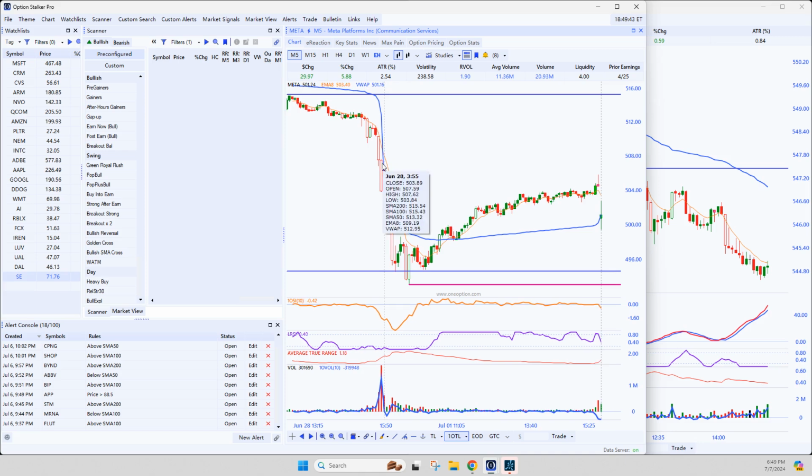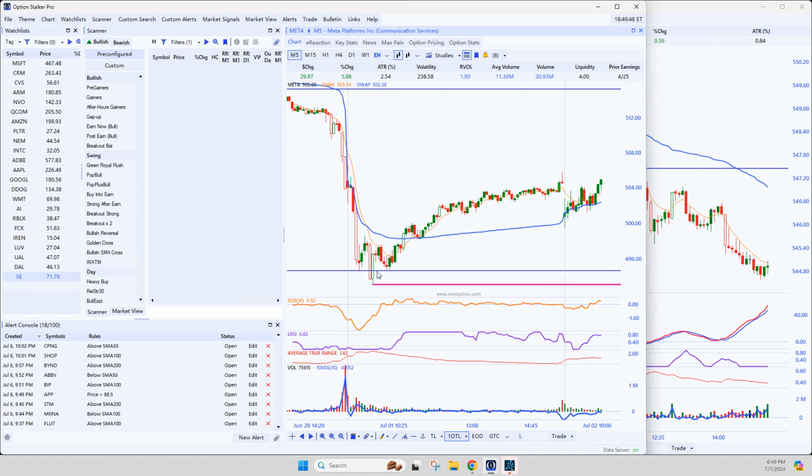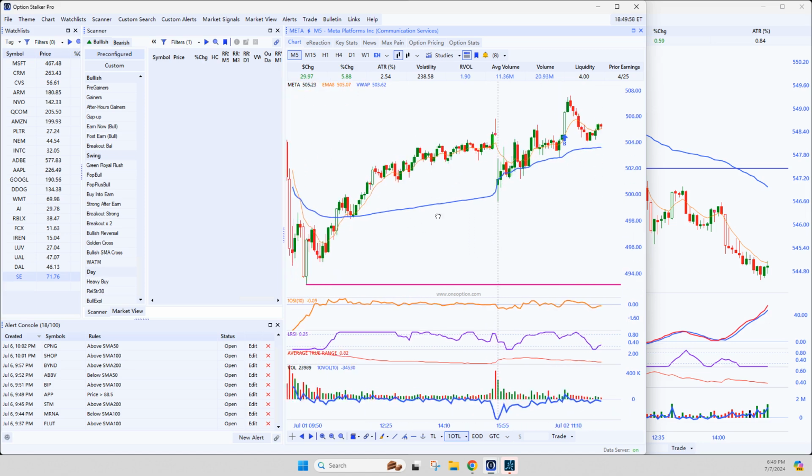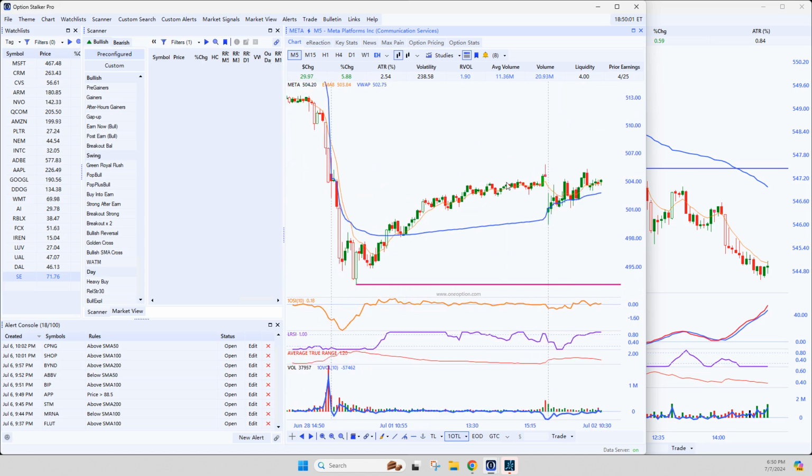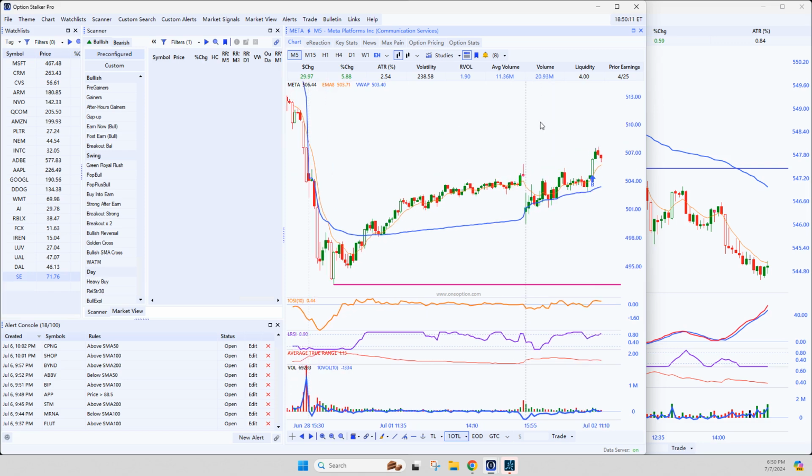It opened flat, then some follow through selling, met with some support at the 493 level, and then a constant grind higher the rest of the day. So still at this point, I wasn't that confident with Meta. I mean, I was still confident enough, and I'll show you on the D1 basis, but I was confident enough to stay into the trade.